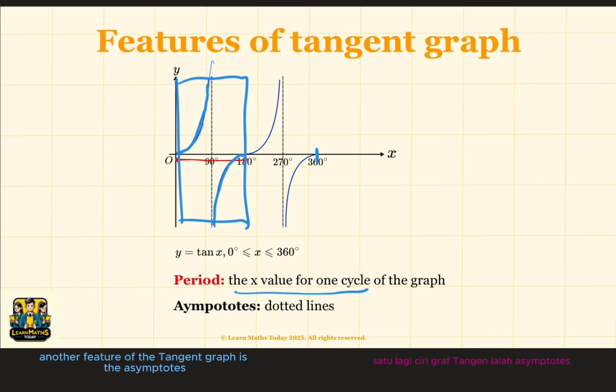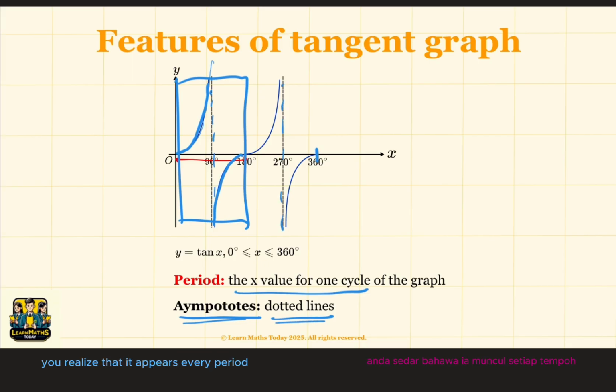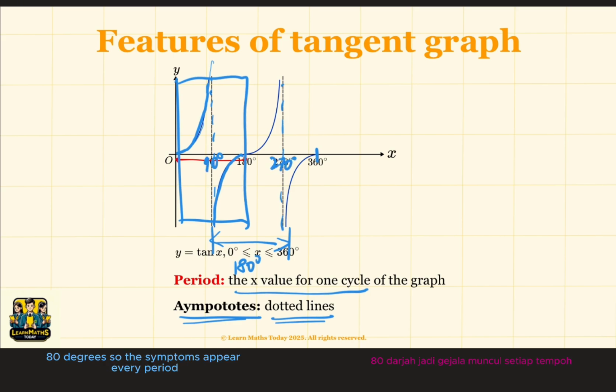Another feature of the tangent graph is the asymptotes, which are represented by the dotted lines. You realize that they appear every period. So this distance is 180 degrees, from 90 to 270 degrees, which is 180 degrees. So the asymptotes appear every period.